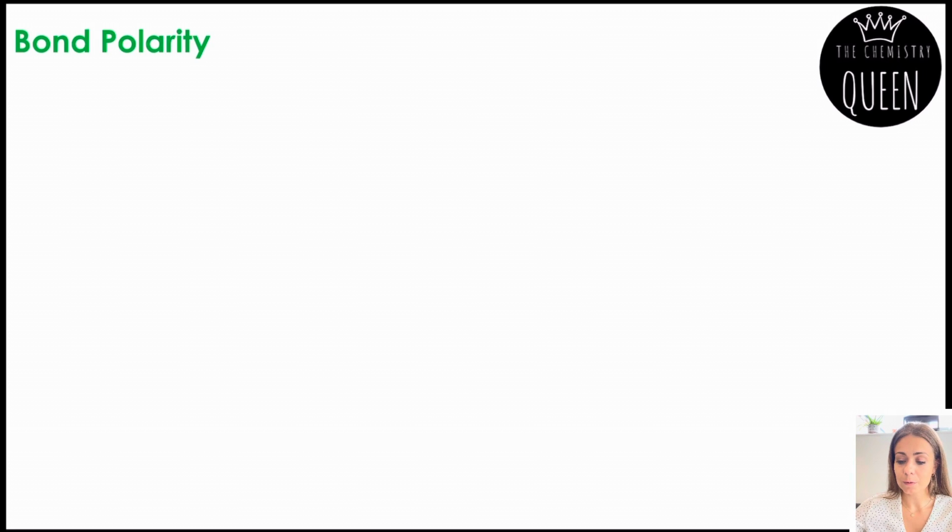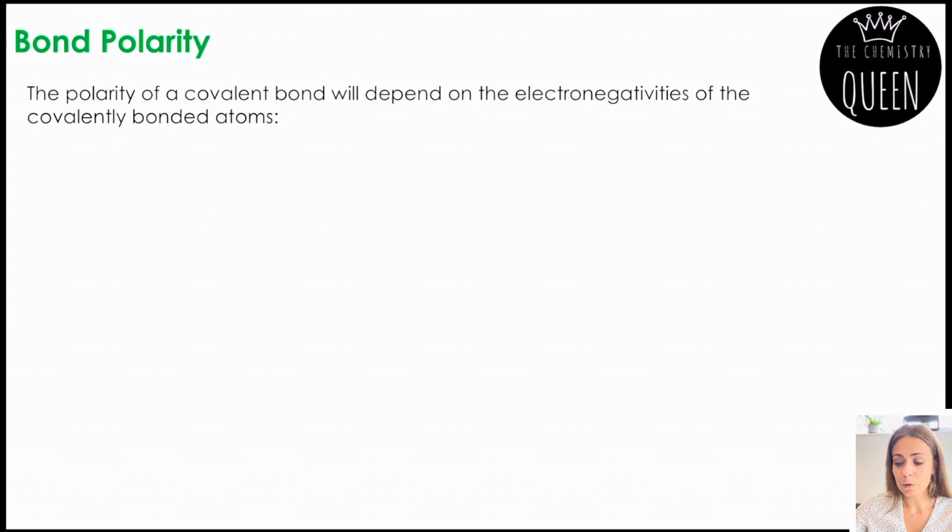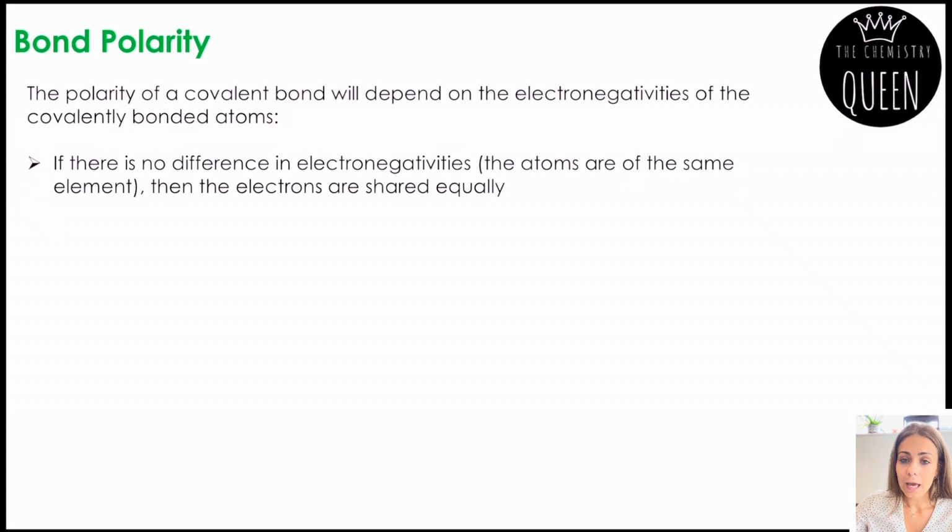So in this video, I'm going to explain what we mean by polarity and how we apply that to bonds, covalent bonds, and to molecules, simple molecules. The polarity of a covalent bond will depend on the electronegativities of the covalently bonded atoms. If there's no difference in electronegativity, so you've probably got two atoms of the same element bonded together, then the electrons within that covalent bond are shared equally, because a covalent bond is a shared pair of electrons. As a result, we would say that the bond is non-polar.